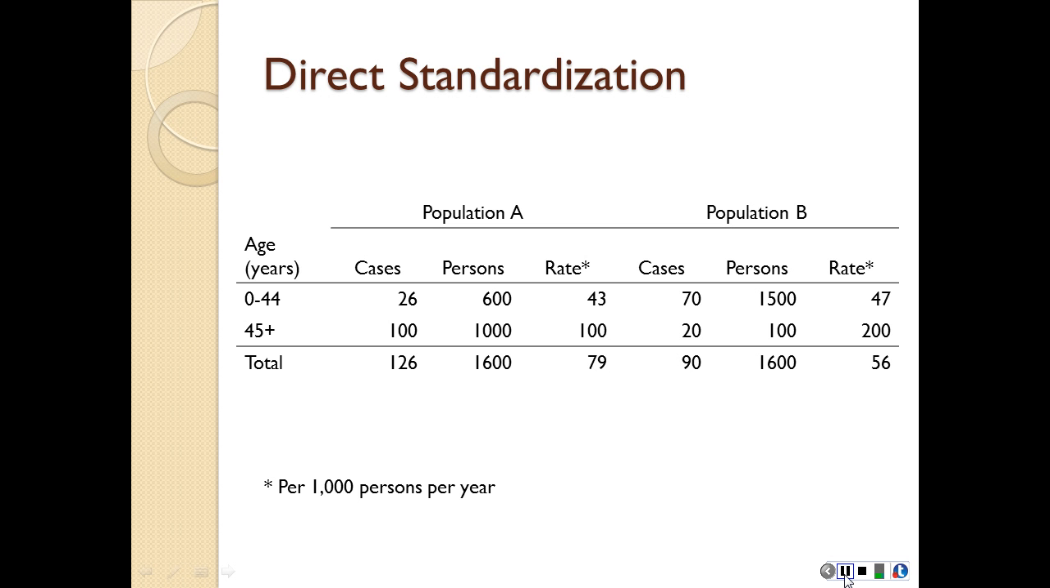So we know that it looks like population A, according to our crude rates, has more disease than population B. We think our disease might be related to age, so we stratify based on age. We have done that here. When you look at the stratum-specific rates, which is one of the ways we talked about comparing, you look at the rate among young people, 43 and 47, and those don't look that different. And we look at the rate among older people, and those still kind of look different.